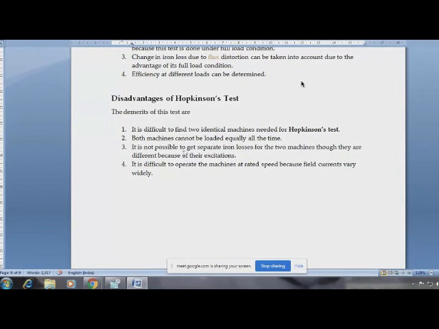Now you see, though we have two identical machines, still their excitations are not the same, and therefore it is not possible to separate iron losses for the two machines. Are you able to appreciate this, students?